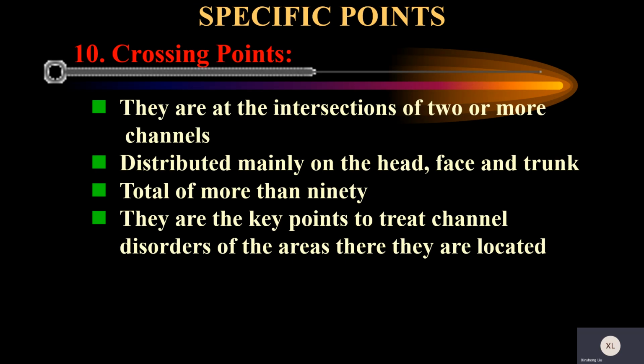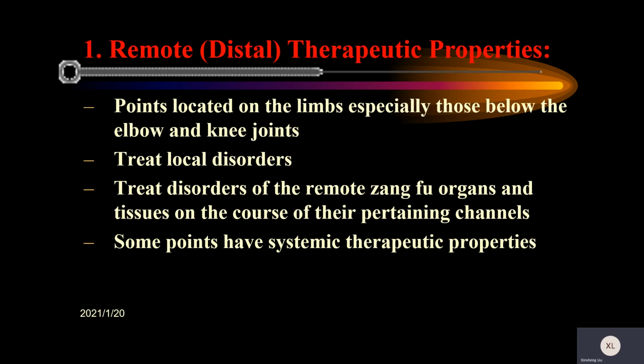And also crossing points. There are many crossing points, I think more than 100. They are at the intersection of two or more channels, distributed mainly on the head, face, and trunk, and the total is more than 90. They are the key points to treat channel disorders or areas where they are located. With a crossing point, one point regulates more than one channel. Okay, next slide.